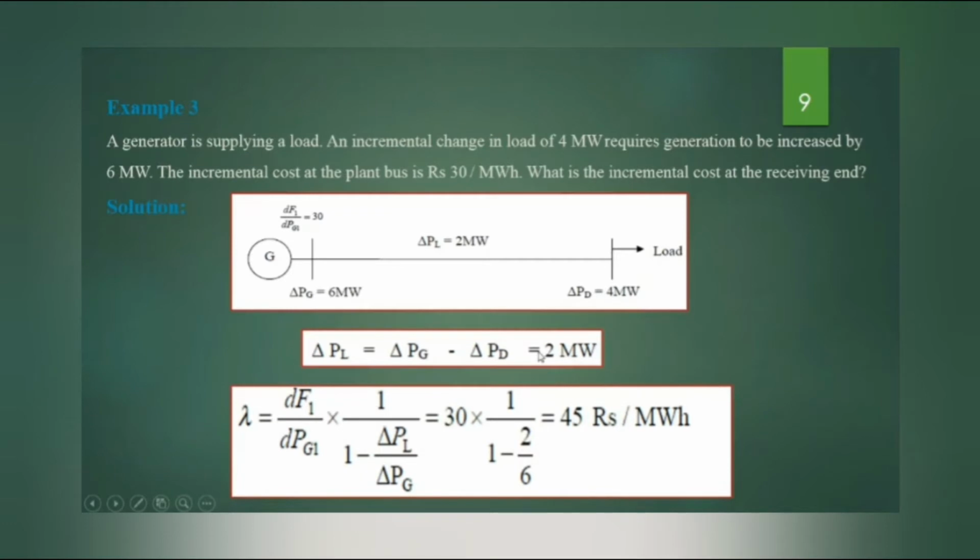According to the coordination equation including the transmission losses, lambda equal to dF1 by dPG1 into 1 upon 1 minus del PL upon del PG. Here dF1 by dPG1 is equal to 30 rupees per megawatt hour, del PL is 2 megawatt, del PG is 6 megawatt. So you will get lambda equal to 45 rupees per megawatt hour at the receiving end.